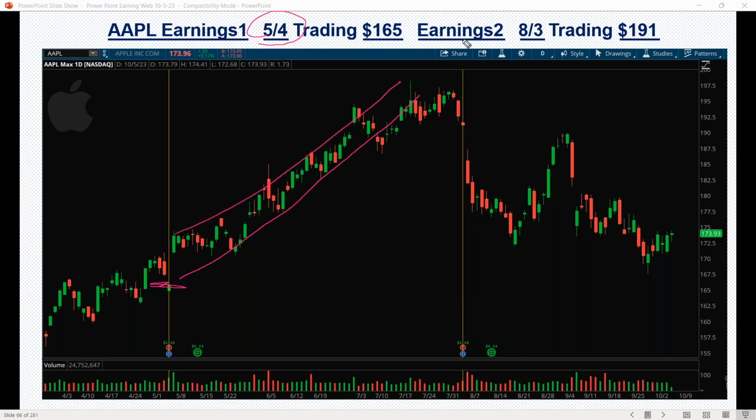All right, the second one I'll show you is earnings trade 2, the most recent one. It had its earnings right here on the 3rd of August. At that point, it was trading at 191, and then it came down, just kind of zigzag. With this one, you could have just gone long Apple, and it went up.